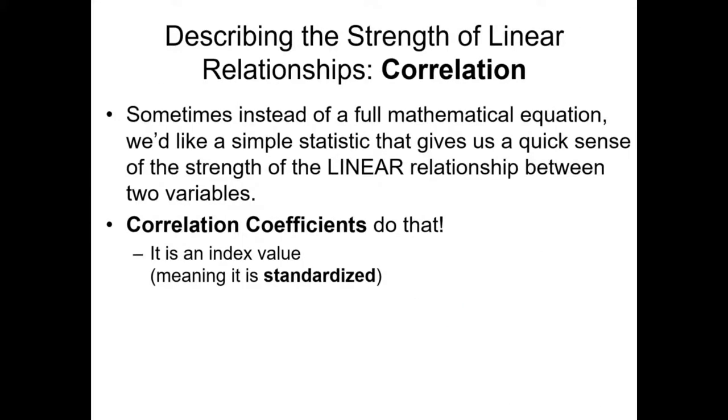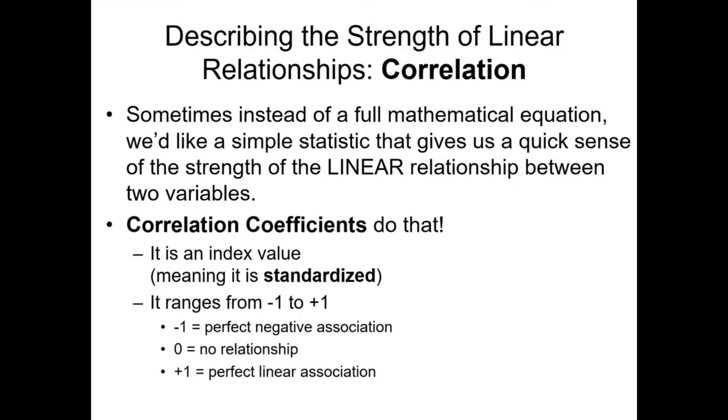Why do we like to use that standardized format? Well, by always knowing that we're dealing with a value that has a range between negative 1 to positive 1, regardless of the scale of the variables that we're comparing, it makes it a little easier for us to compare those two values across a different series of variables. In other words, we can compare multiple correlations across multiple variables at once.